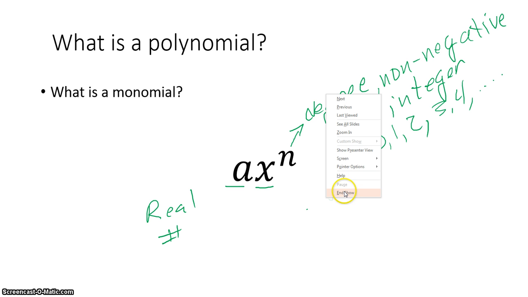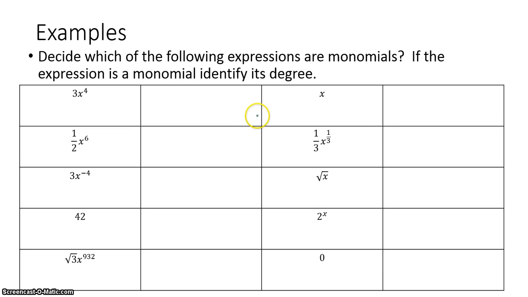Let's look at some examples. Each of these, we want to decide whether the expression is a monomial. If it is a monomial, we want to identify its degree. So the first one, 3 times x to the 4th power. Well, 3 is a real number and 4 is a non-negative integer. So yes, this is a monomial and its degree is 4.